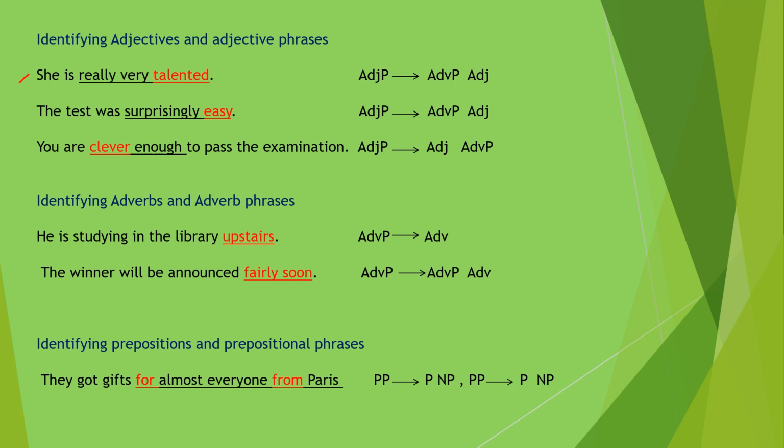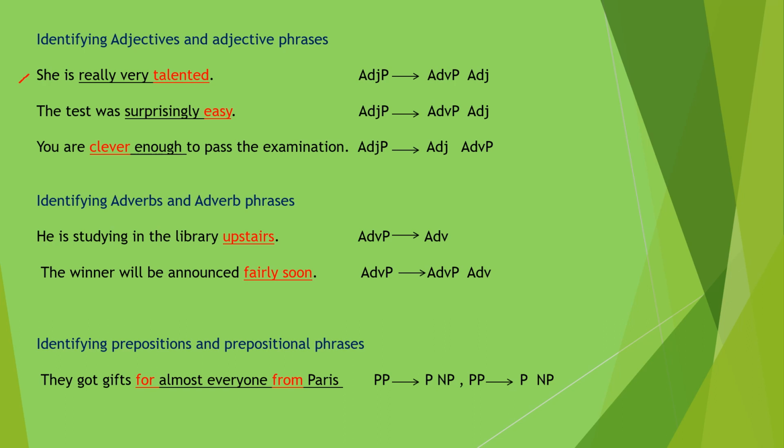Alright, and then in that adjective phrase we have this section, really very. This really very is modifying the adjective talented. So really very is an adverb phrase, because an adverb is something which modifies an adjective or a verb or some other adverb. So we have this structure here. The adjective phrase is divided into the adverb phrase and the adjective. So we have this structure for the sentence, and now let's look at the next sentence.